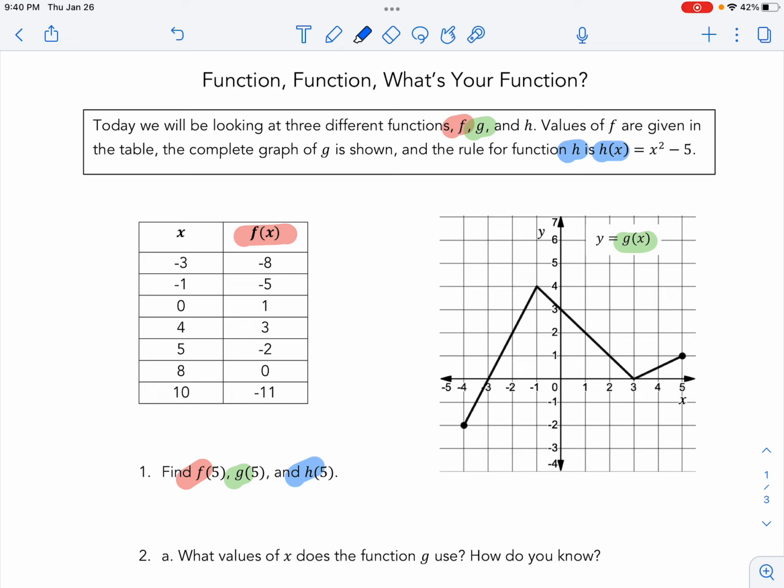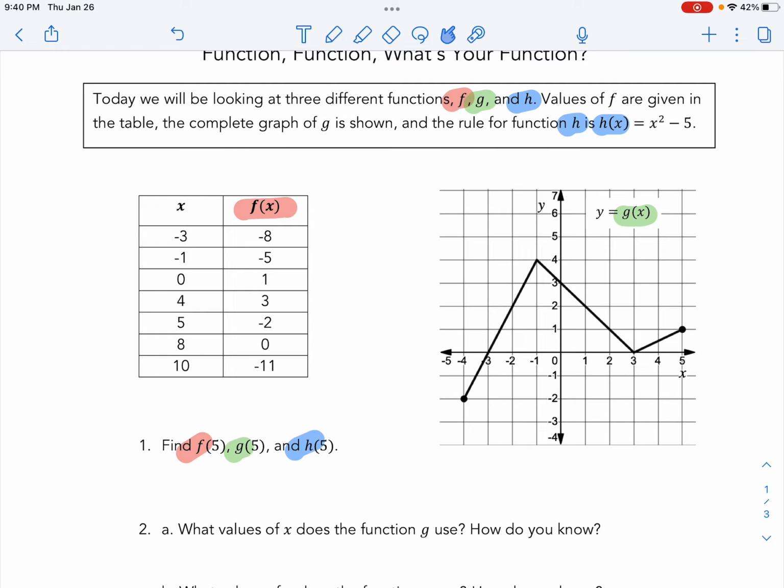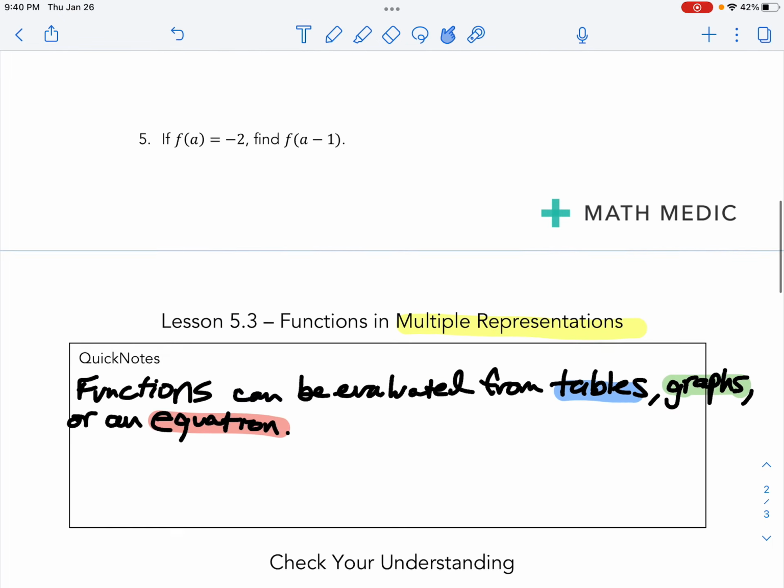So we use different letters to label functions so that if we have multiple situations going on all at one time, we can differentiate between them. And in this situation, we're seeing the multiple representations between equations and tables and graphs.